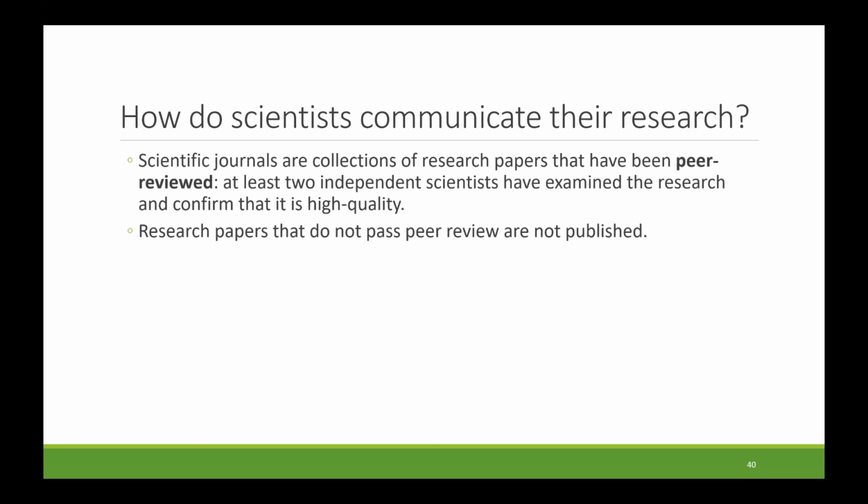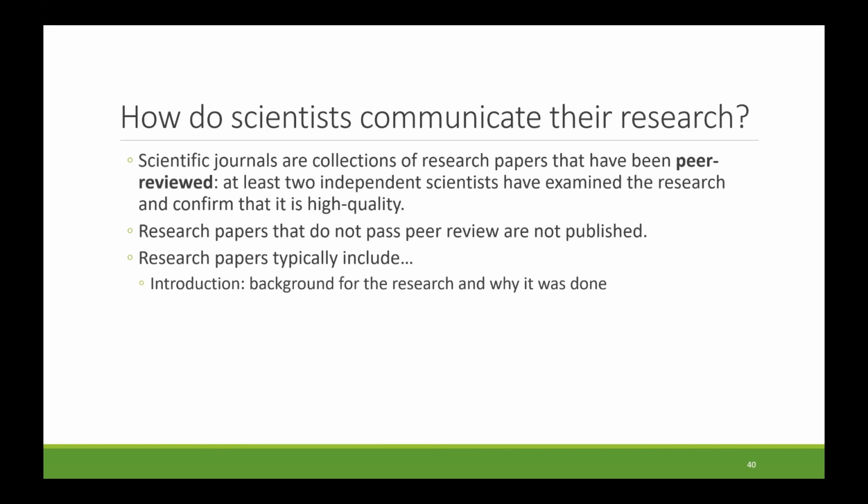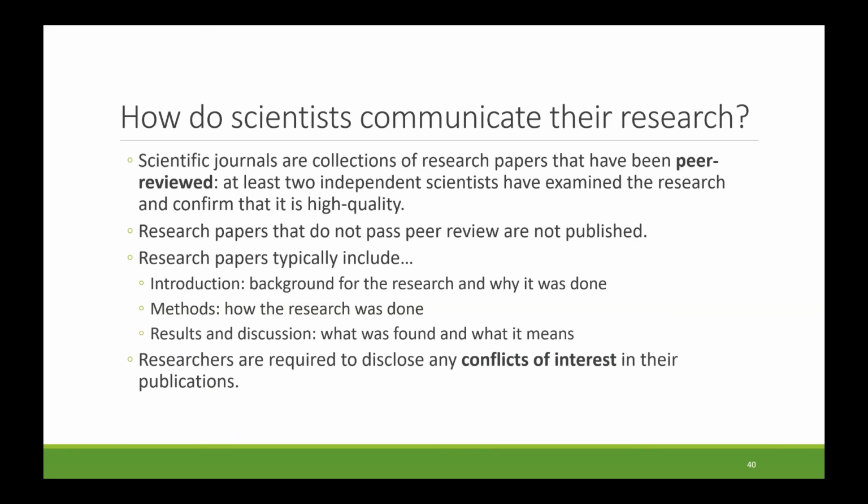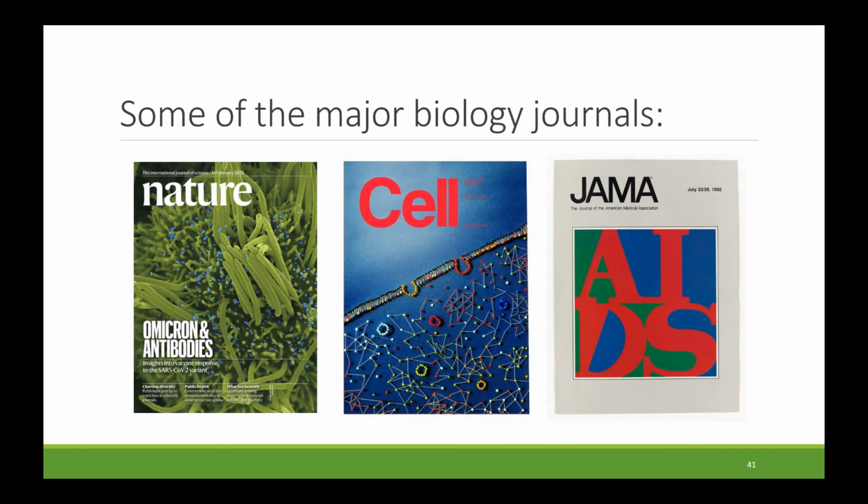A typical research paper, if you were to open up one of these journals and read one, includes an introduction section that explains the background to the research and why it's being done, then a method section that explains how it was done, and then lastly, a results and discussion section that explains what they found and why it is significant. And then finally, at the very end of the paper, researchers are obligated to disclose whether they have any conflicts of interest, which is that thing we talked about earlier, where the researcher might stand to benefit from the results coming out a certain way. So this is where you can learn that information about a study as well.